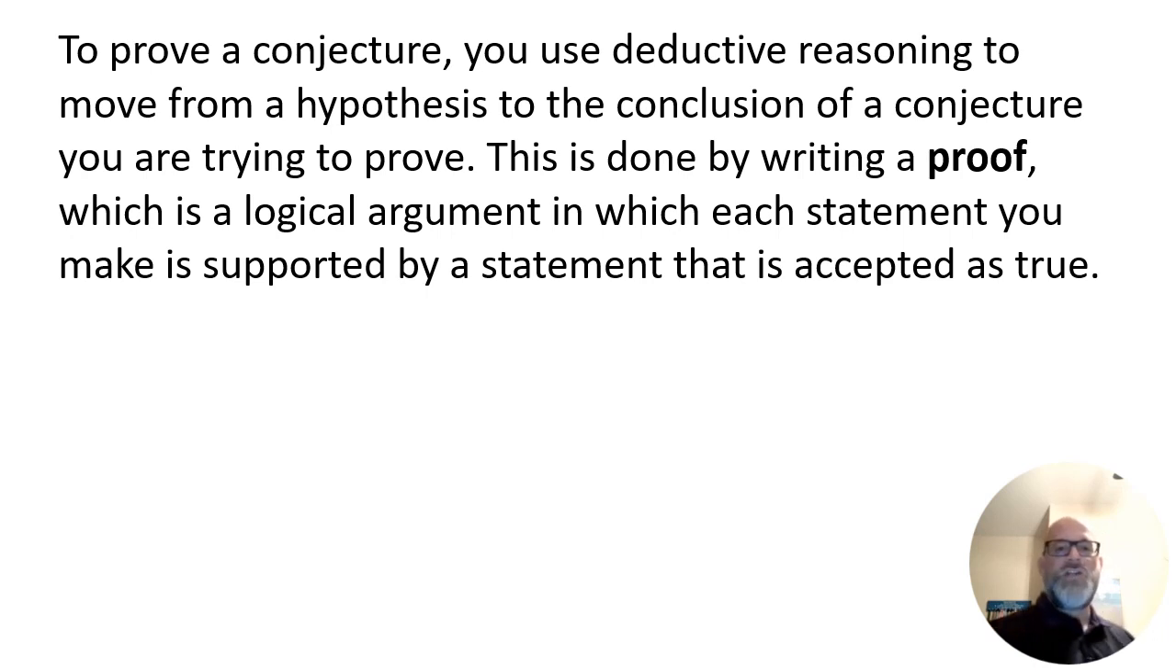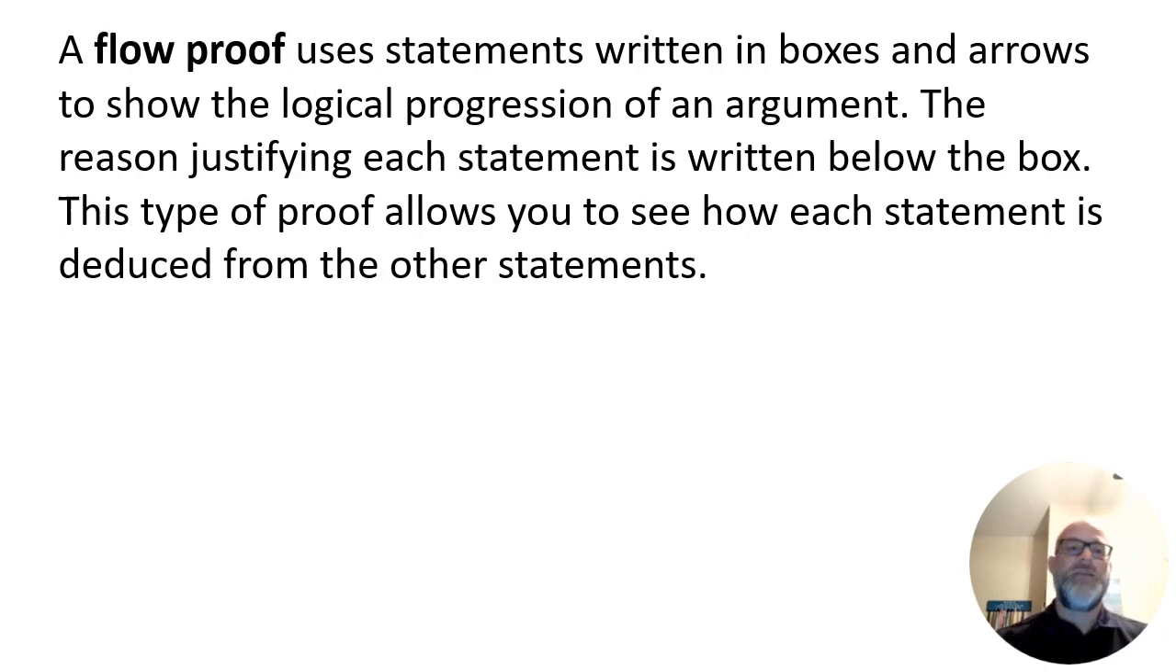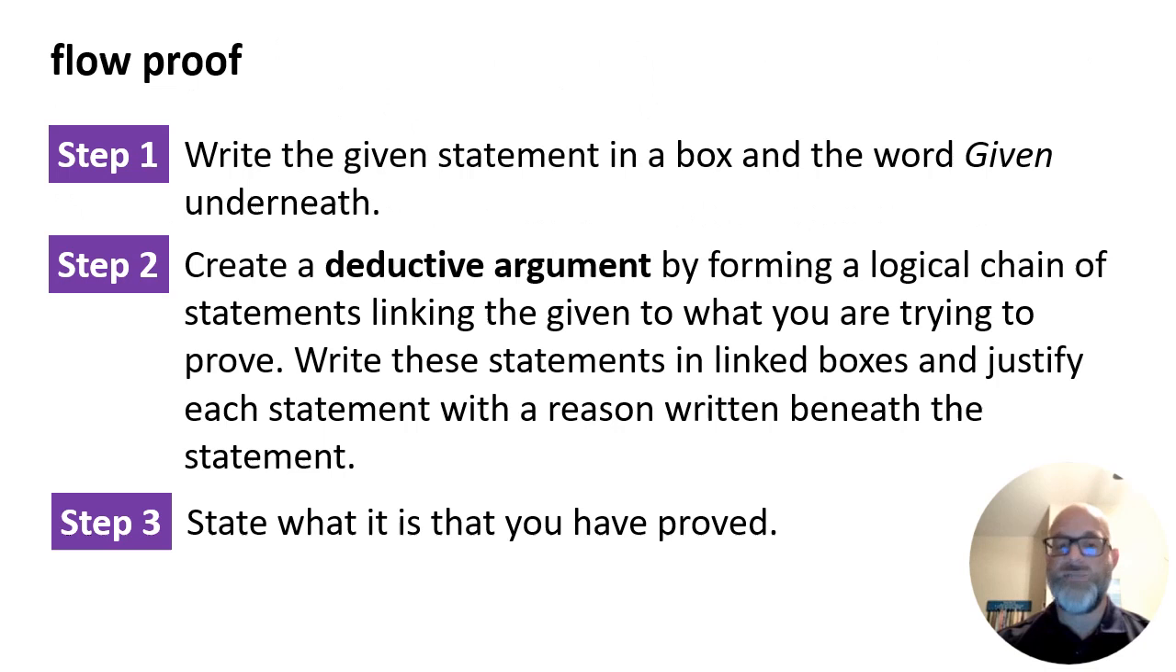All right, to prove a conjecture, you use deductive reasoning to move from a hypothesis to a conclusion of a conjecture you're trying to prove. This is done by writing a proof, which is a logical argument in which each statement you make is supported by a statement that is accepted as true. We're doing proofs, we're doing deductive reasoning. A flow proof uses statements written in boxes and arrows to show the logical progression of an argument. The reason justifying each statement is written below the box. This type of proof allows you to see how each statement is deduced from other statements.